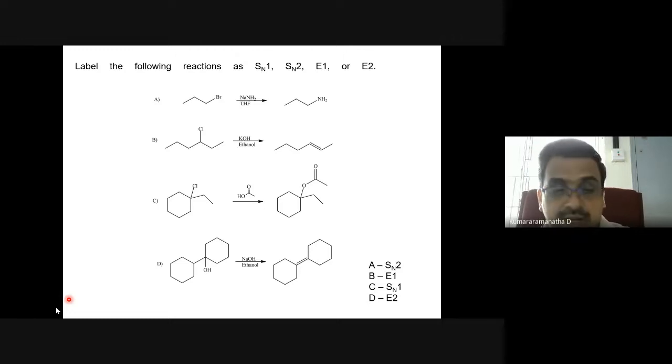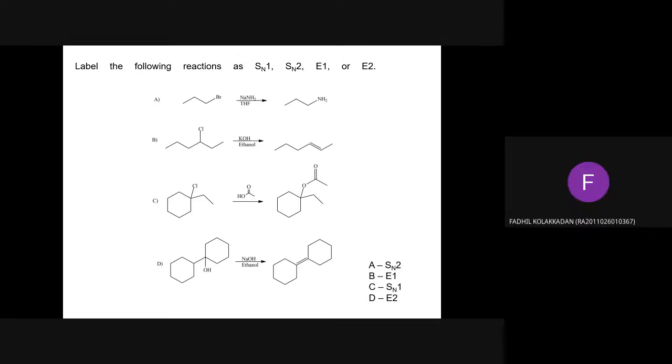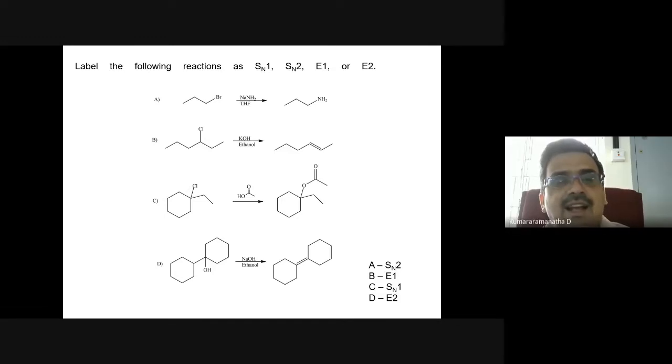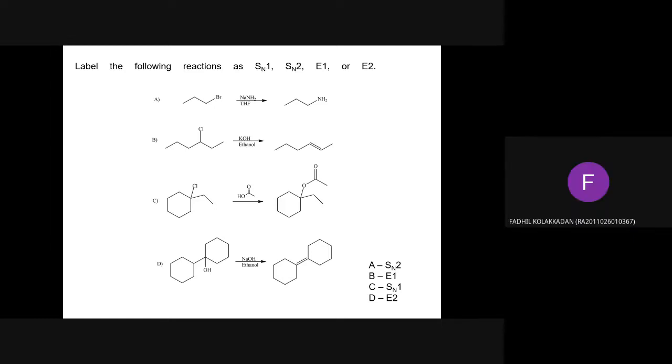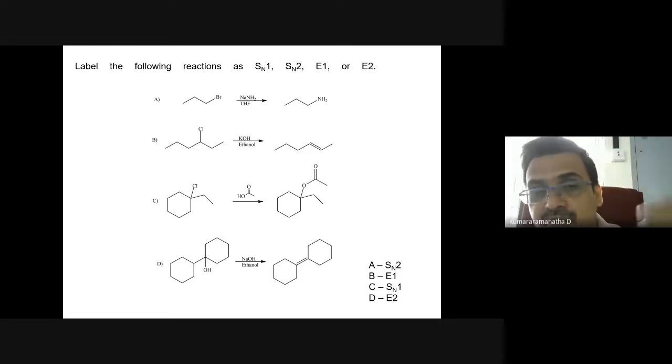So which elimination required a strong base? E2 requires a strong base, whereas E1 doesn't require a strong base. Is there a big difference between NaOH and KOH? No, it is the same. That's what I told you; you should not look at that. Again, you should see the steric conditions and other things.